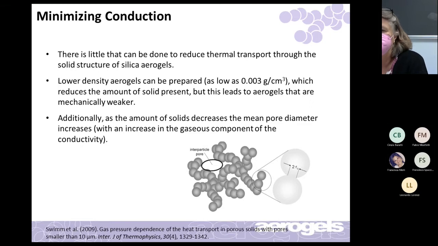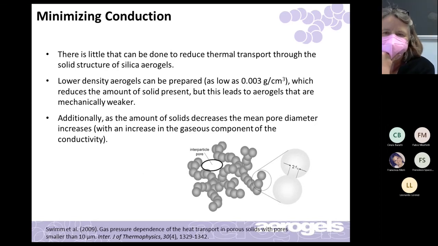And then the other problem is that as you reduce the amount of solid material, the mean pore diameter is going to increase. If you have less solid material, you've got more air gaps, and that could increase the gaseous component of conductivity. So it's a bit of a trade-off. So there's not a whole lot. You can use different materials, which may affect that, but once you have, say, silica, there's not a lot you can do about that type of heat transfer through the material.